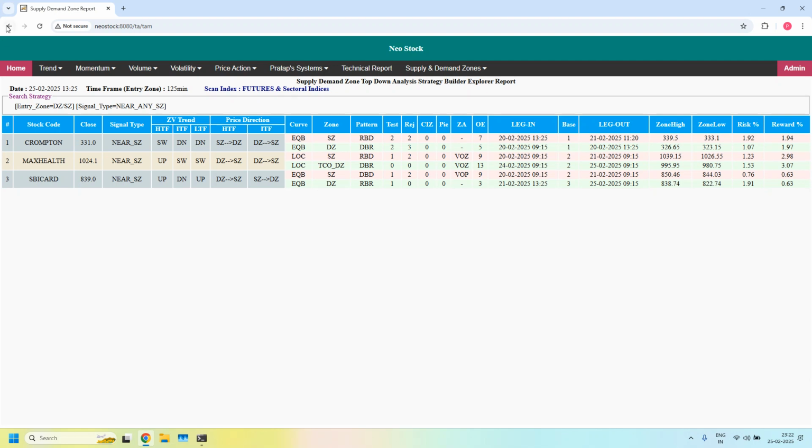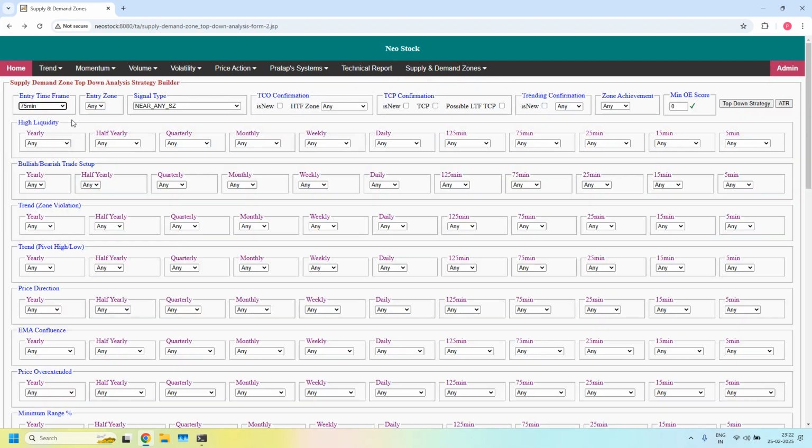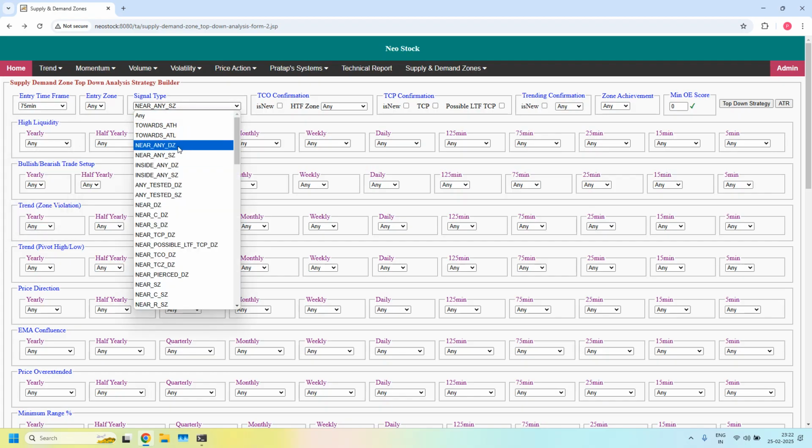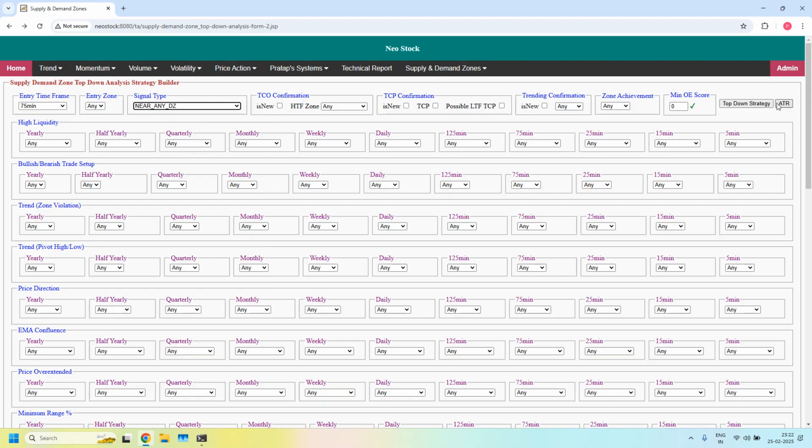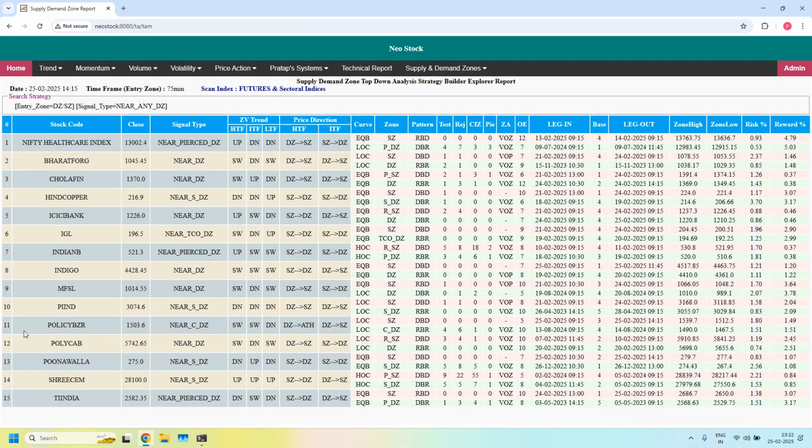Okay, next time frame is 75 minutes. Entry time frame 75 minutes. Let us find the stocks near 75 minutes demand zone. We got 15 stocks. Out of these 15, how many are having high liquidity zones? Let us identify. 75 minutes high liquidity demand zones.